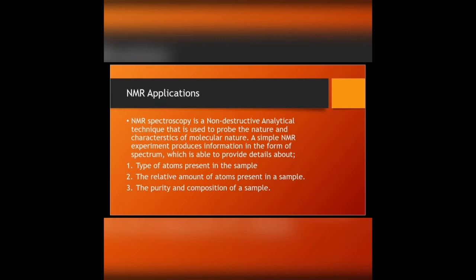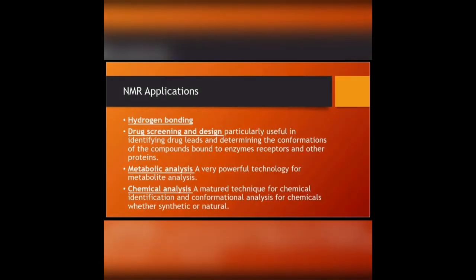It also provides structural information about a molecule, including constitutional and conformational isomerization. Drug screening and design: particularly useful in identifying drug leads and determining the conformations of compounds bound to enzymes, receptors, and other proteins. Metabolic analysis: it is a very powerful technology for metabolite analysis. Chemical analysis: a mature technique for chemical identification and conformational analysis for chemicals, whether synthetic or natural.